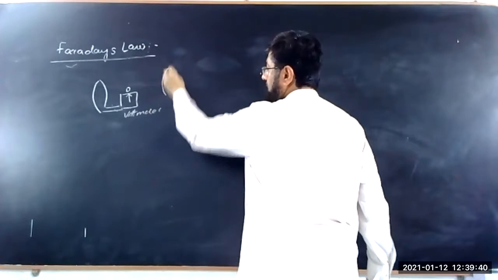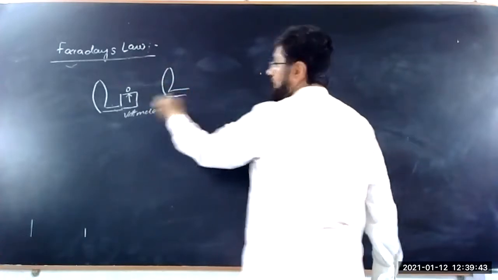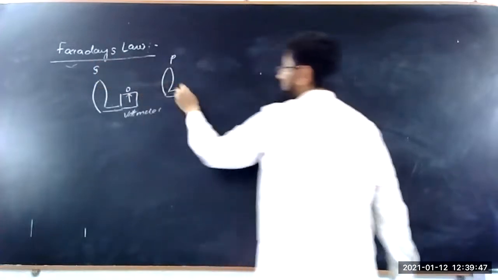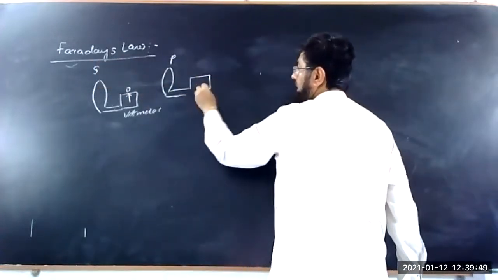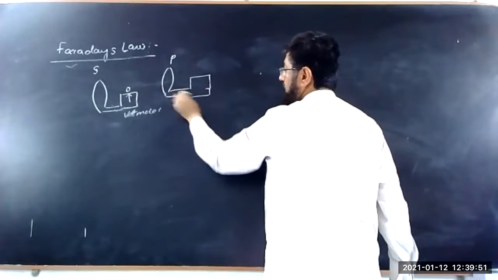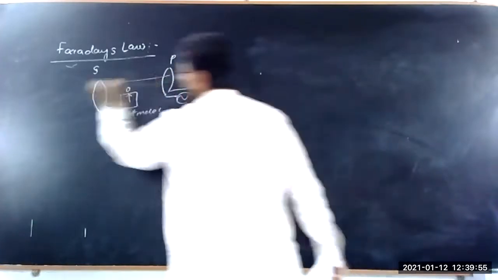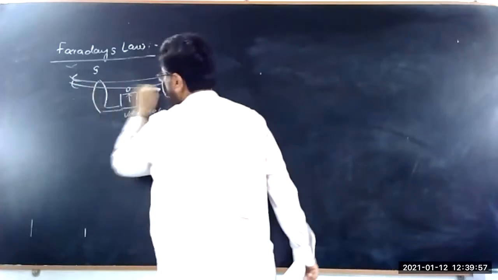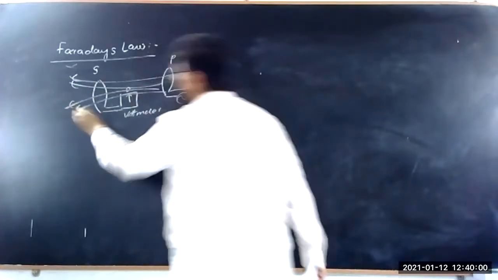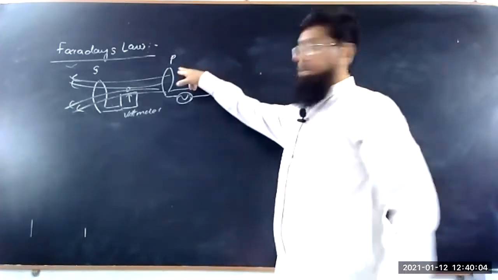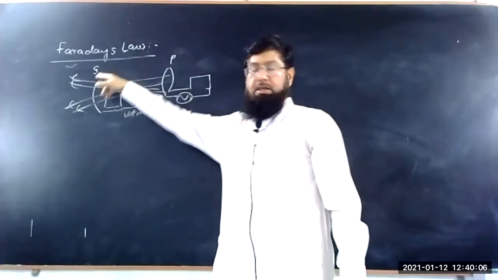And this is another coil, the primary coil, and this is the secondary coil, which is connected to the battery, AC current, and the magnetic flux passes through this. So these are the two coils here. One is called the primary coil and the other is called the secondary coil.